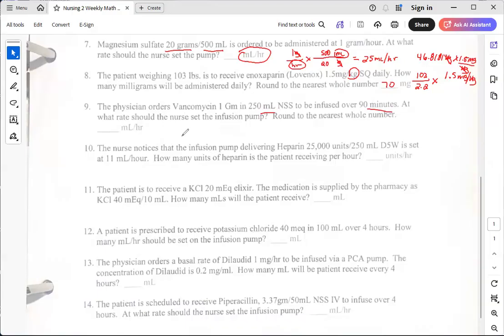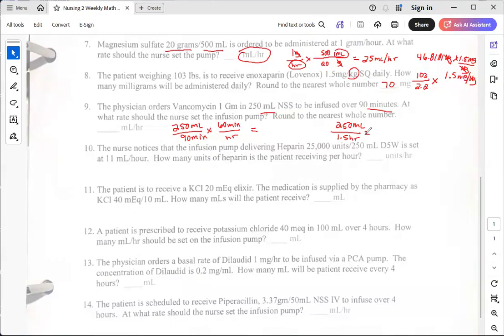So what I'm going to do is I'm going to actually show you two ways to set this problem up. I'm going to take the 250 milliliters over 90 minutes. Then I'm going to convert minutes to hours. That's one way. The other way, which is going to equal the same thing, is I'm going to take 250 milliliters and divide by 1.5 hours because 90 minutes is 1.5 hours. No matter which way I do it, I'm going to get to the same answer.